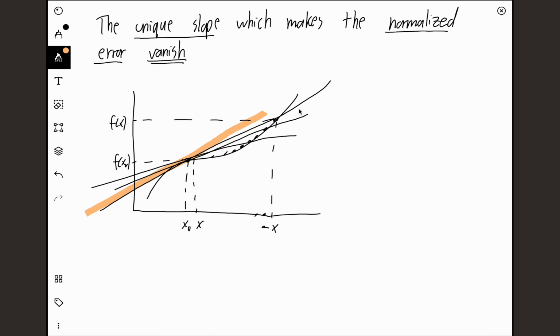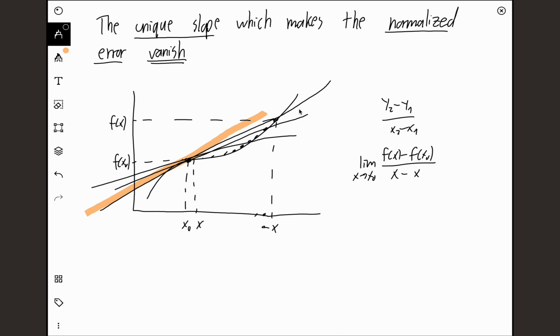Our line will basically be the tangent to our function at the point x0, and the slope of this line is nothing else than the derivative of our function at the point x0. And to get the slope between 2 points, we just do y2 minus y1 over x2 minus x1. So this is the same thing as taking the limit as x goes to x0 of f of x minus f of x0 over x minus x0. This is how we normally define the derivative of a function at the point x0.